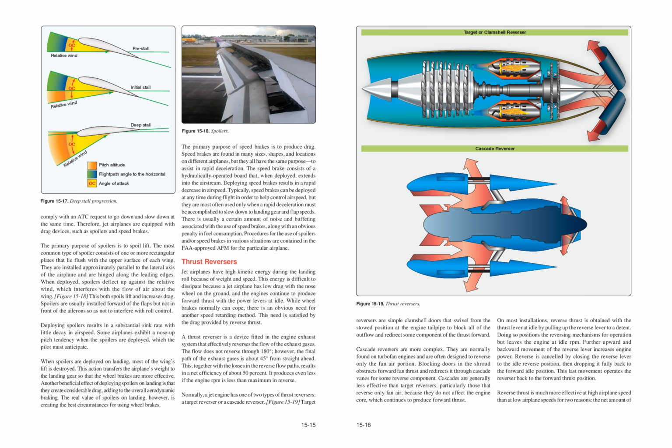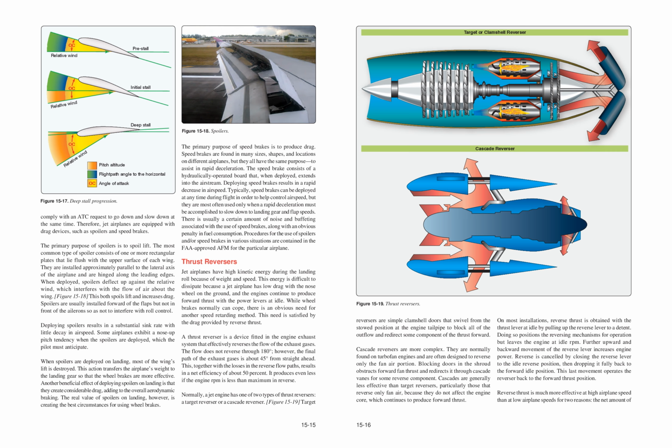Spoilers are usually installed forward of the flaps but not in front of the ailerons so as not to interfere with roll control. Deploying spoilers results in a substantial sink rate with little decay in airspeed. Some airplanes exhibit a nose-up pitch tendency when the spoilers are deployed, which the pilot must anticipate.